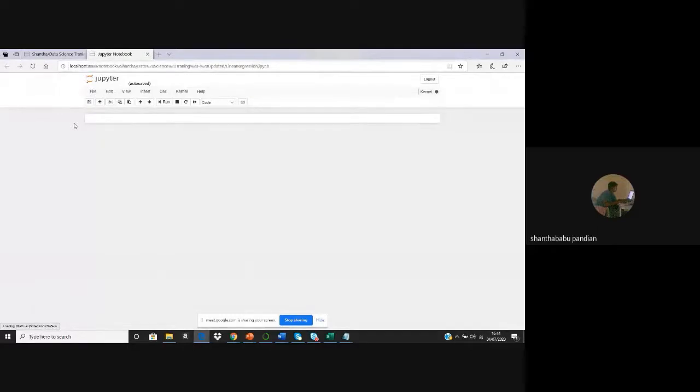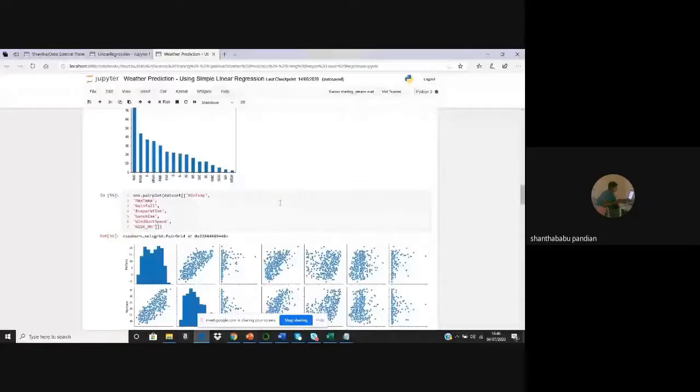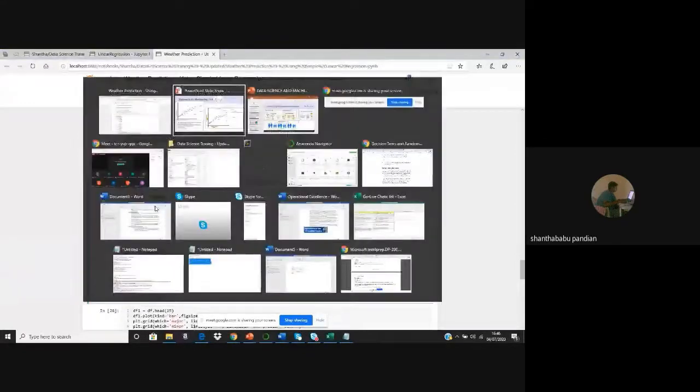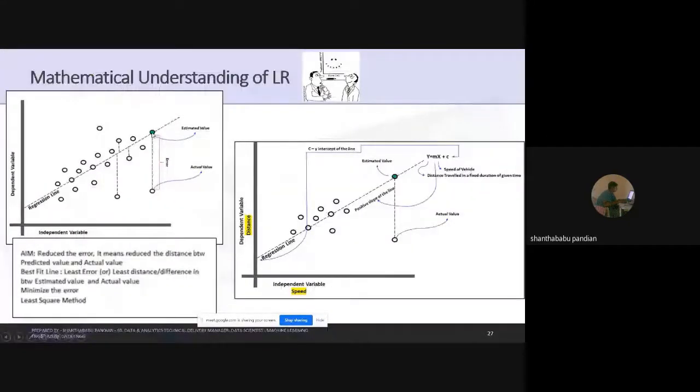First of all, we need to load the data and do all the initial analysis, and we have to do the exploratory data analysis. After that, compare this one. So here I have 25.2 and 23.4, and you can compare what exactly the actual and the estimated one are. Okay, so we have some distance between the two points.